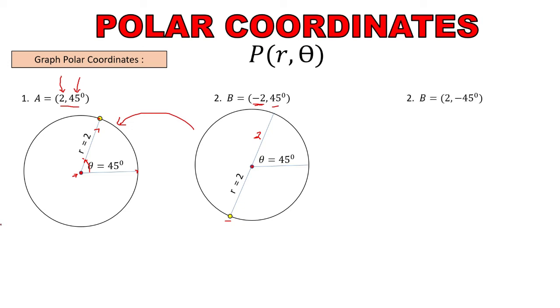Another example. Now the angle is negative. When the angle is negative, you move not counterclockwise, but clockwise. 45 degrees clockwise, and the distance from this point to this is 2, and now this is the point B, when the angle is negative and r is positive.